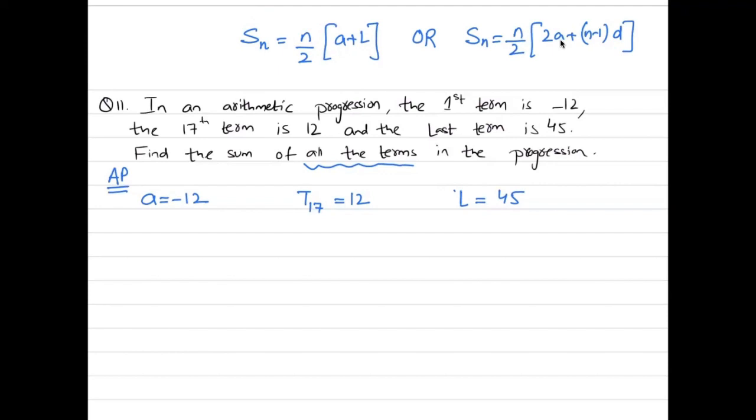you can use the term formula, that's correct, but how are you going to use it? The term formula is Tn equals a plus n minus 1 times d. Sir, can we take term 17, a plus 16d equals 12? Very good, that's one way. A plus 16d is going to be equal to 12. That's one equation. What else can we do?